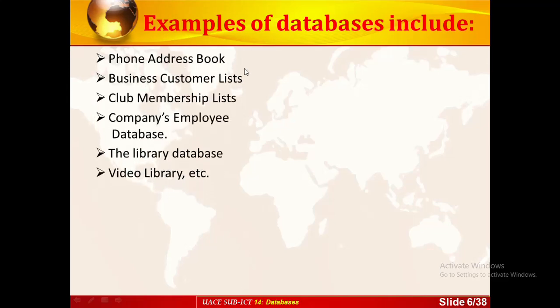Examples of databases we can look at: an address book. You can find databases like business card summaries, club membership lists, companies, employee database, library database, video library. In these databases, you find information related to that kind of database. If it is a video library, of course, we expect movies in there. If it's a library database, we'll have all the books in the library. In a company's employee database, we'll have all the content about all employees employed in that organization or company. So that's what we call databases.